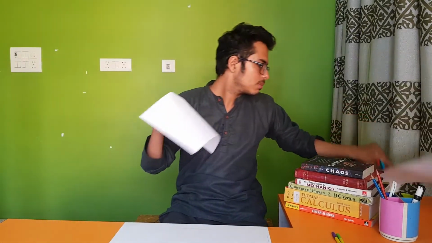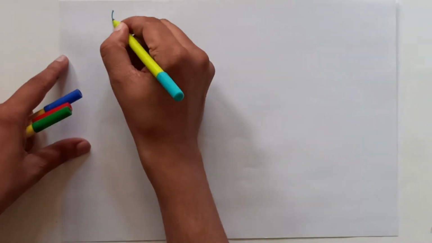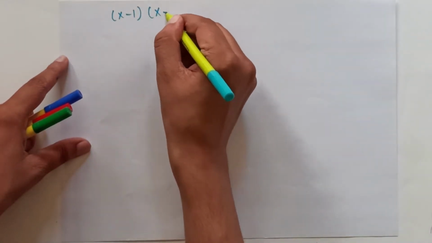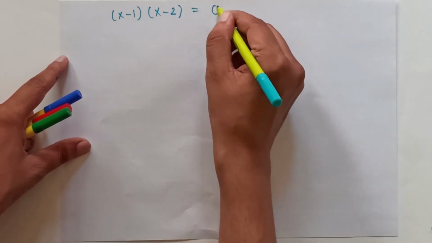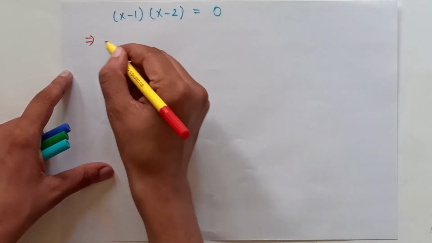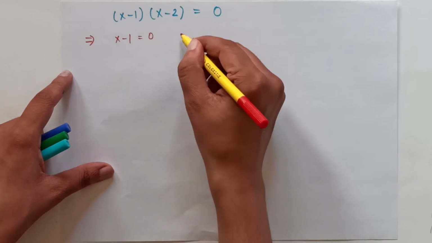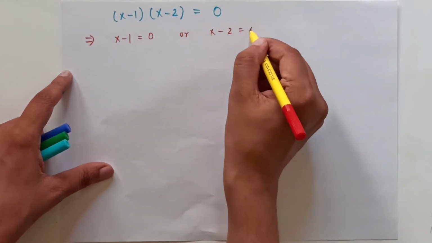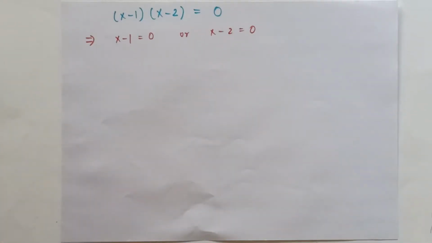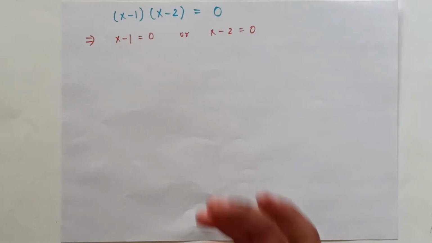Now, let's consider the following equation. Now, let me change my sheet first. Let's consider the following equation. x minus 1, x minus 2 equals 0. Now, if you can see, this equation is rather quite simple. In this case, either x minus 1 is equal to 0 or x minus 2 is equal to 0. But it's sometimes still complicated why this expression turned out to be in this way.